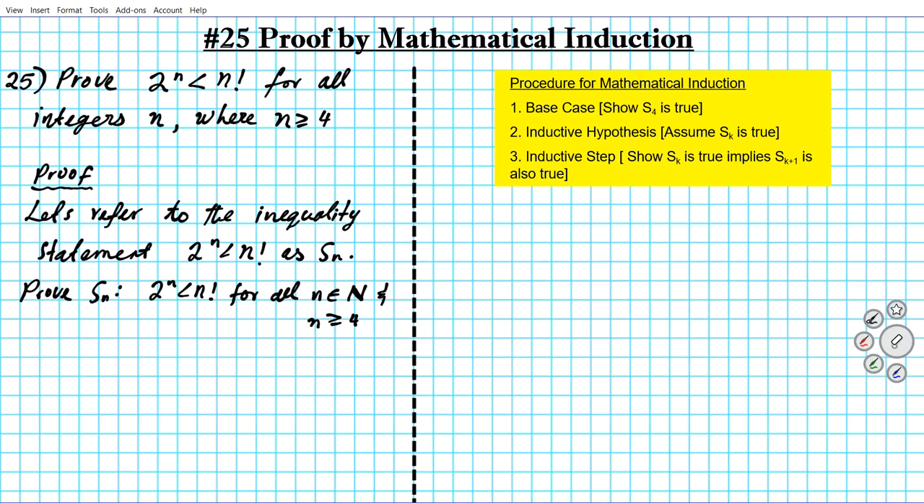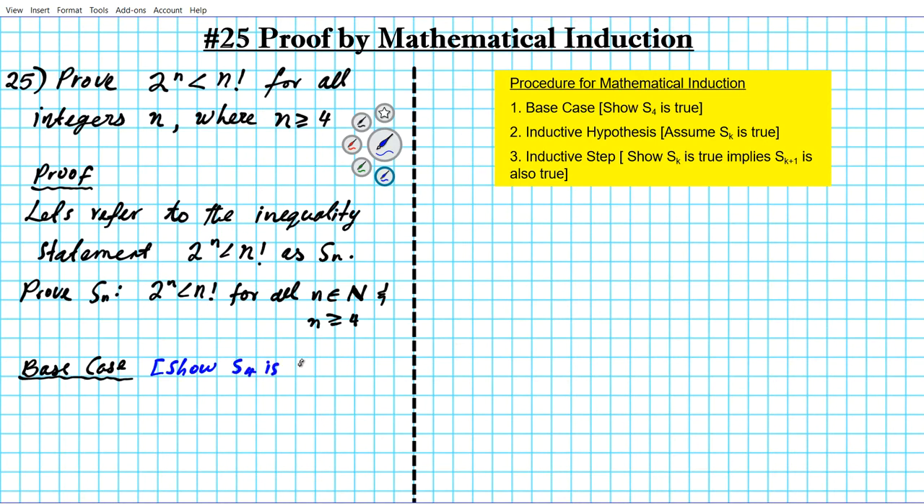Okay, so let's do it. We're going to start with part 1, which is the base case. What are we doing for the base case? Our task is to show that S sub 4 is true. What does that mean? If n is equal to 4, does this inequality hold? That's basically what we're trying to say.